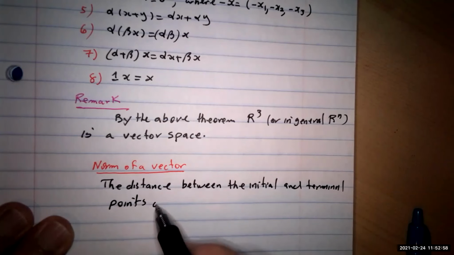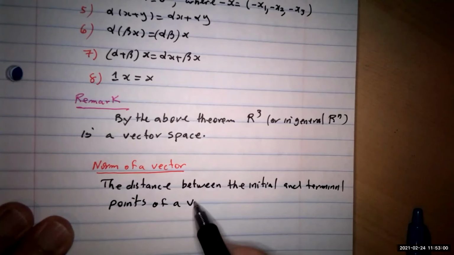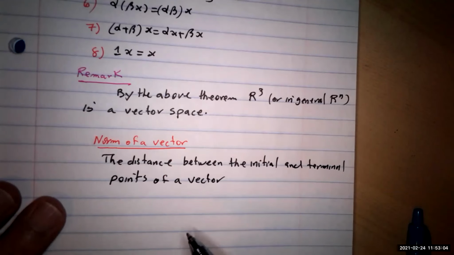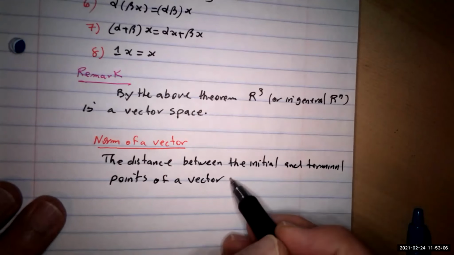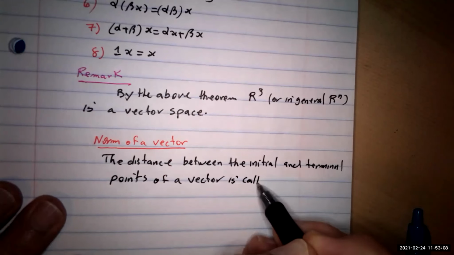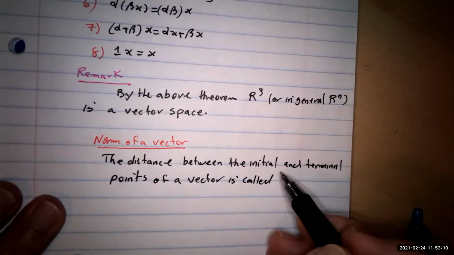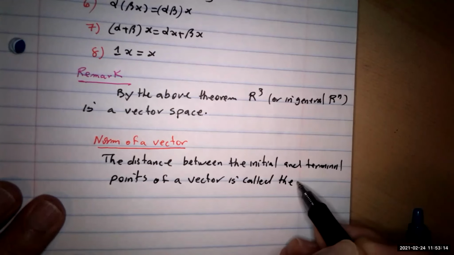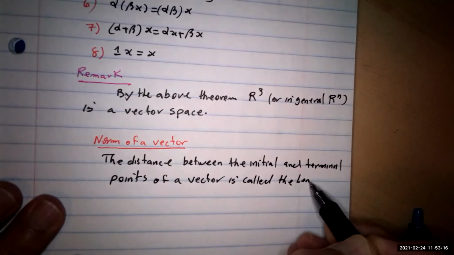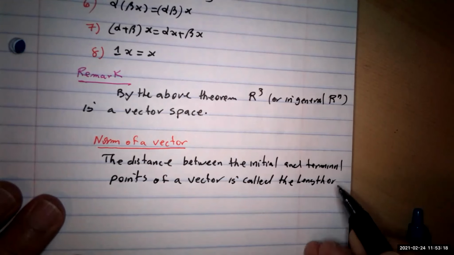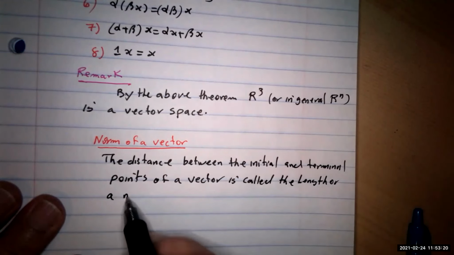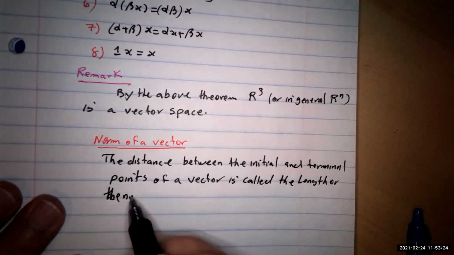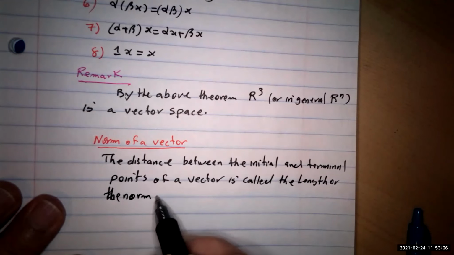Okay, of a vector is going to be called the length. This is going to be the length, or in this case, a norm. The norm of the vector.